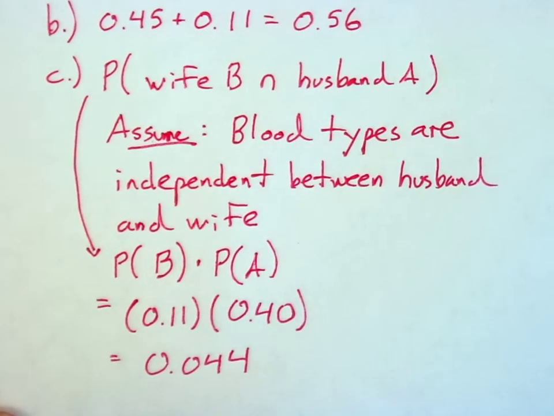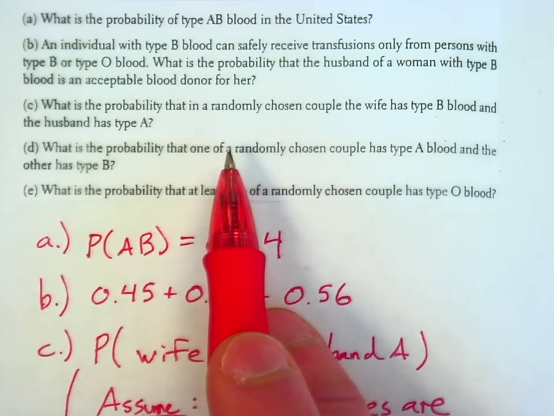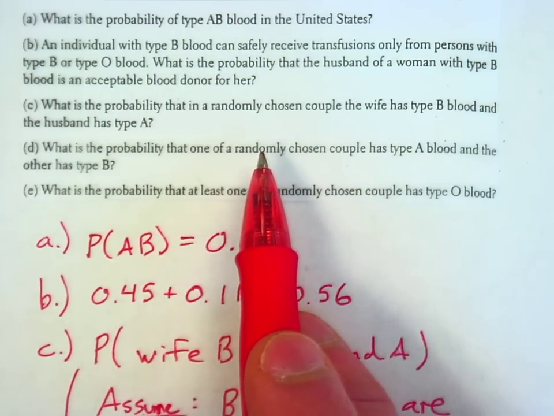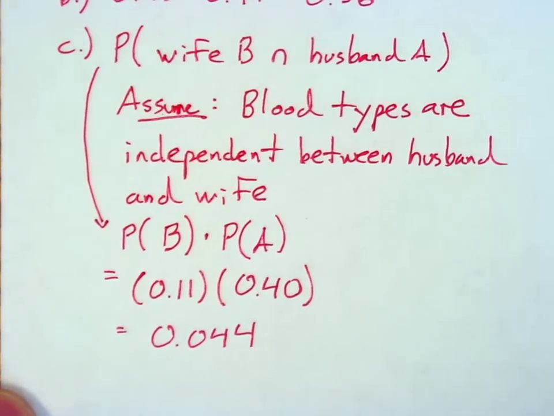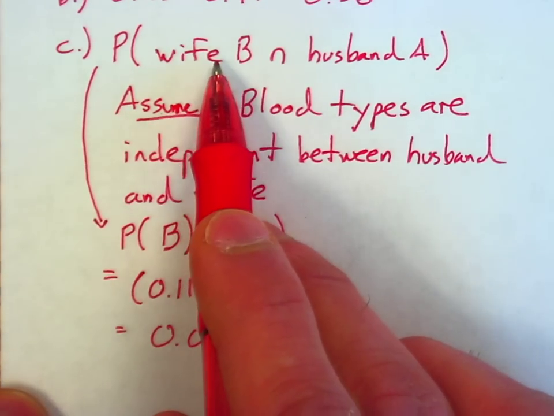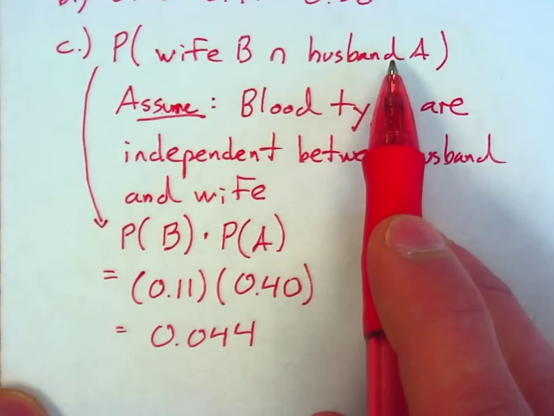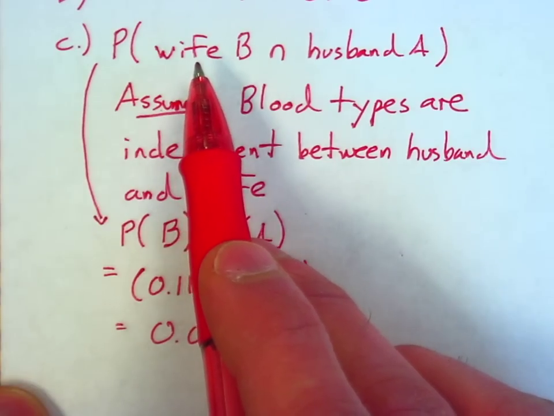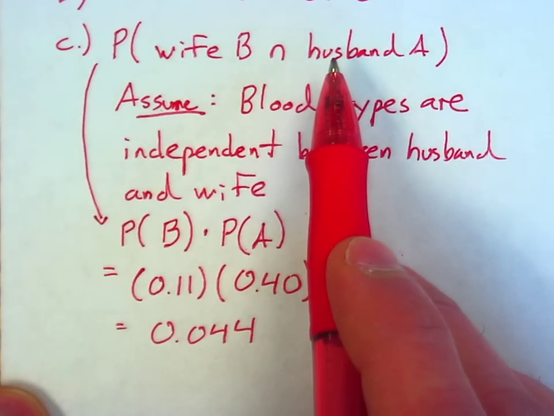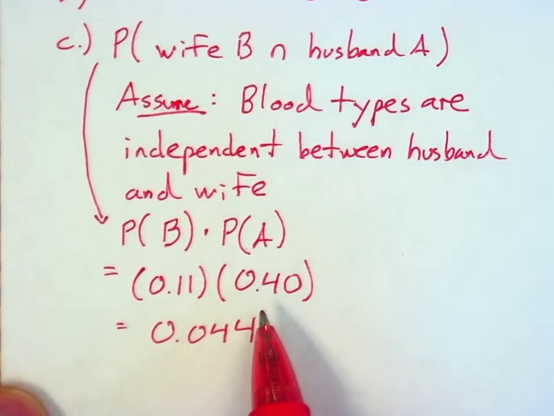Now, understand in part C, we assumed it was the wife that was type B and it was the husband that was type A. The difference then in part D, what is the probability that one of a randomly chosen couple has type A blood and the other has type B blood? So notice in part C, we assumed specifically that it was the wife with type B and it was the husband with type A. Now notice the calculation is going to be exactly the same if we switch this so that it is the husband that is type B and the wife that is type A. We're still going to end up taking a 0.11 times a 0.40.